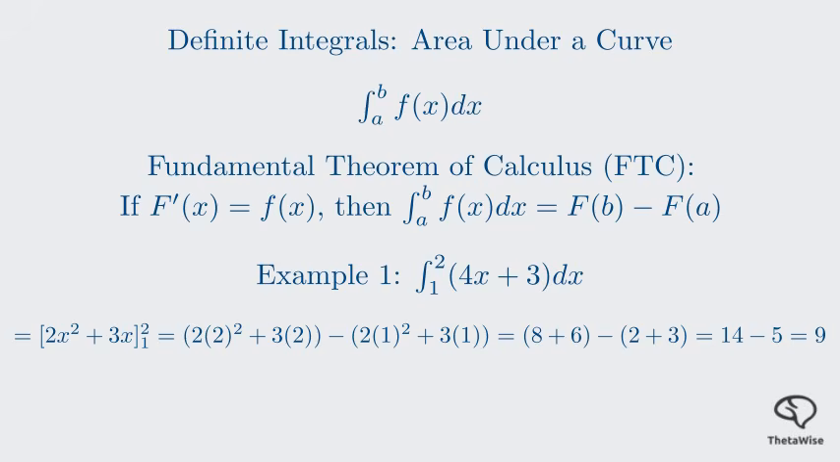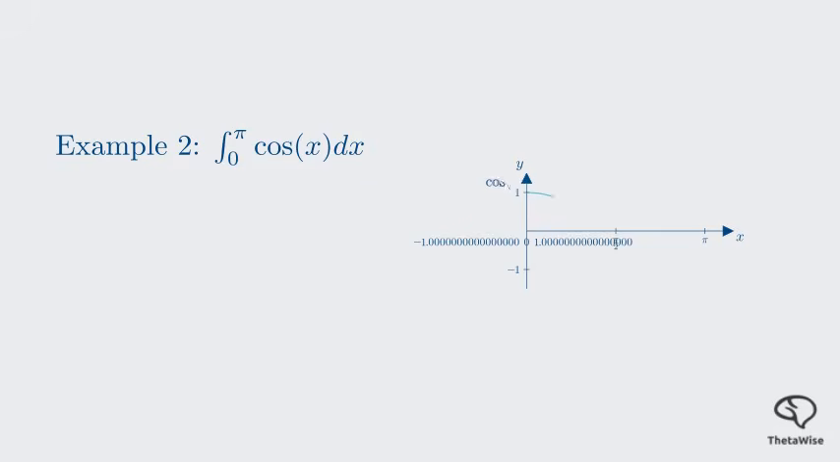Let's look at a definite integral where we might get a negative result. Consider the integral from 0 to pi of cosine x. Remember what I said about signed area? Let's look at the graph of cosine.